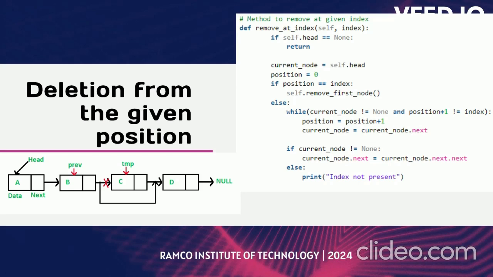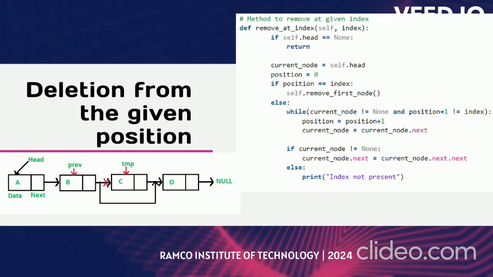So I'm checking two conditions: current node not equal to none and position plus 1 not equal to index. What does position plus 1 not equal to index represent? If I want to delete an element at index 2, I need to travel up to 1, right? So that is what position plus 1 not equal to index means. If both conditions are satisfied, the loop will be executed. If any one of the conditions is not satisfied, it will come out of the loop.